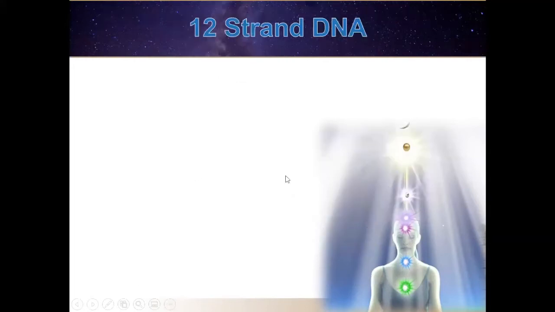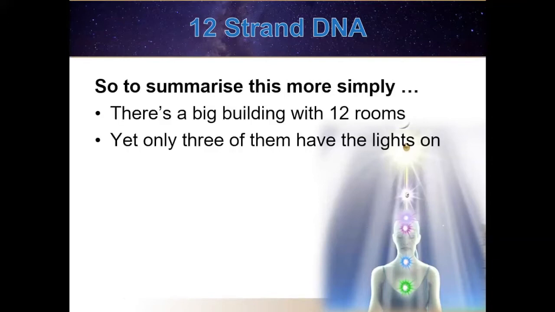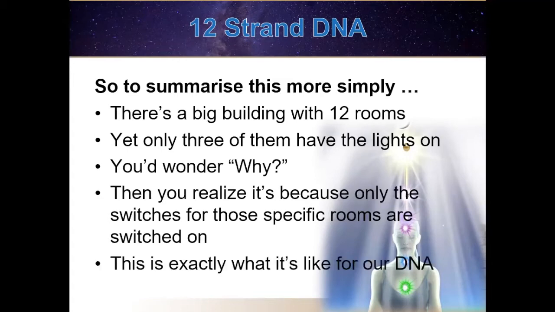And on top of that, you have all the spiritual junk which you have to clear out as well. So to summarize more simply, there's a big building with 12 rooms in it, yet only three of them have the lights on. You'd wonder why. Then you realize it's because only the switches for those specific rooms are switched on. This is exactly what it's like for our DNA, because our DNA has not yet been switched on. So only three strands are on and a little bit of four, but the rest have the switches off. And the key to this is actually flipping that switch.